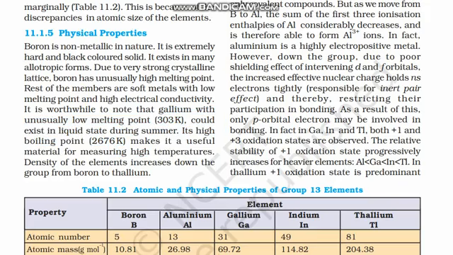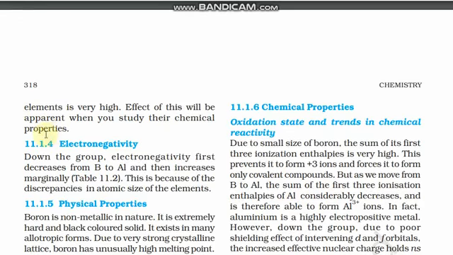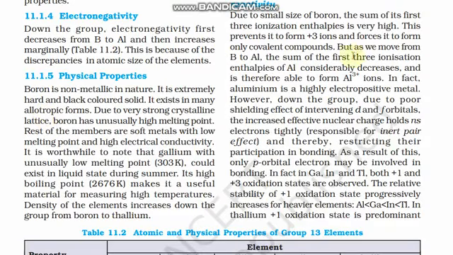Okay, let's go into the next one, the physical property. In the physical property, the main important thing is boron. Let's come from boron. Boron is a non-metal. It exists in two allotropic forms, crystalline as well as one more. Boron has a high melting point. The rest of the members are soft metals with low melting points. And the most important thing is gallium. Gallium has a low melting point but a high boiling point, which is why it is used for measuring high temperature in various measuring devices.